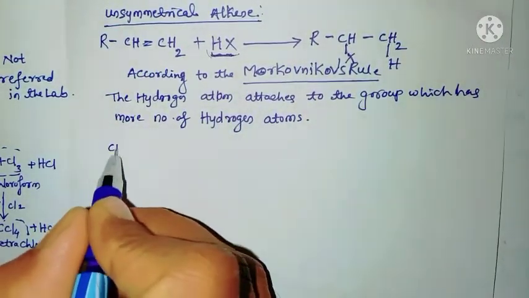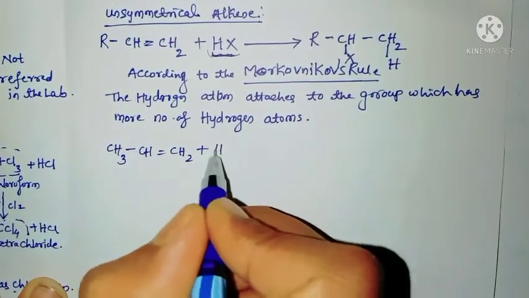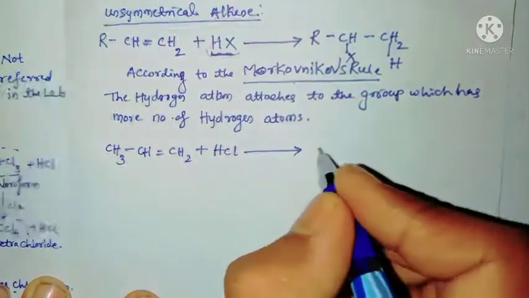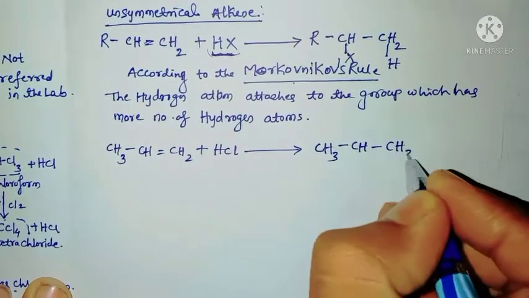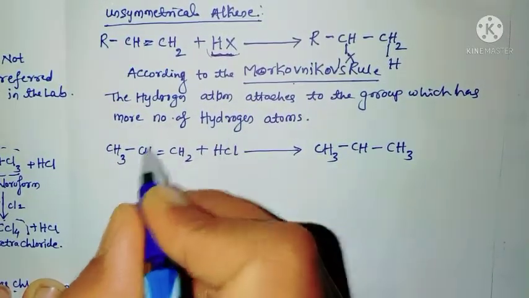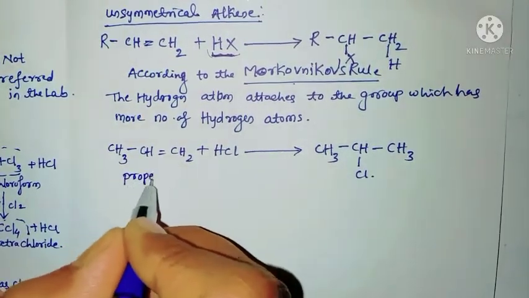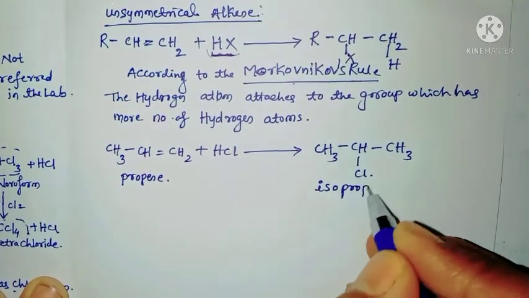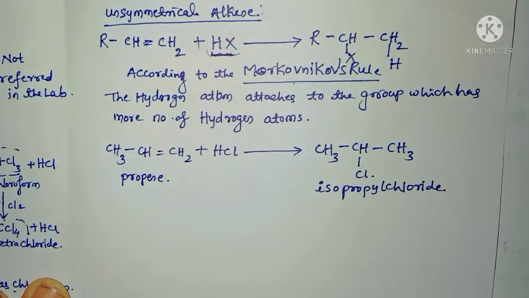I will take one more example here. CH3 CH double bond CH2. Here addition of HCl takes place according to Markovnikov's rule. Here H adds to the CH2, giving CH single bond CH3, it becomes CH3, and here Cl goes to this carbon. From propene we have got isopropyl chloride. This is the addition of HX in the case of an unsymmetrical alkene.